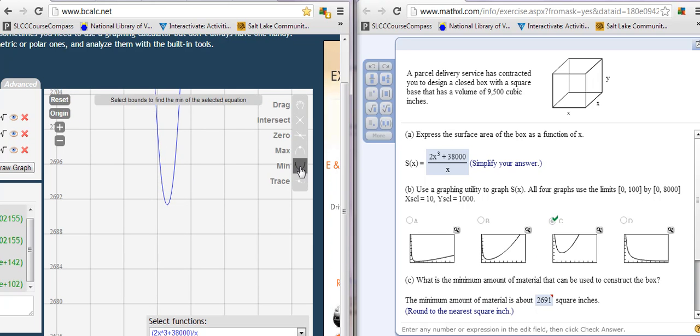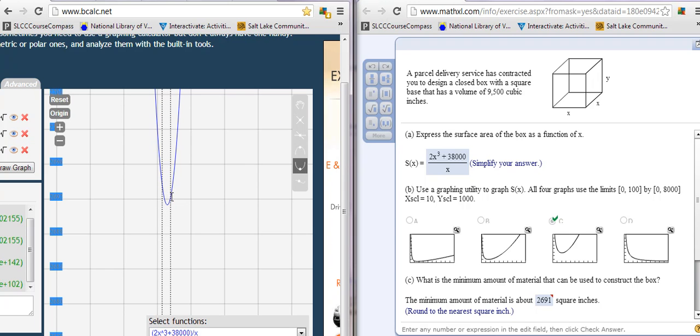Once you click the minimum button here, you just need to tell the calculator where to look, so you drag from the left of your minimum somewhere to the right of your minimum, and then it'll find it for you. So there's a minimum at the x-coordinate of 21.18 and the y-coordinate of 2,691.33.